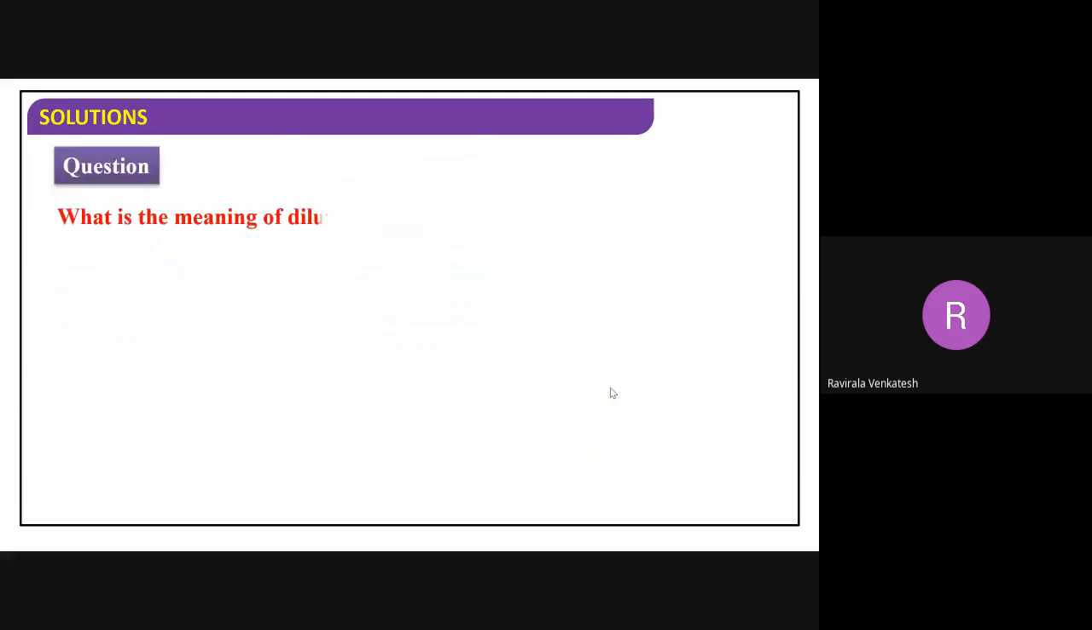Yes, sir. Now, what is the meaning of dilute solution? Chaitanya? What is the meaning, beta, of dilute solution? Water is added to the solution. How do you get dilute? By adding water. What happens to that solution when you add water?